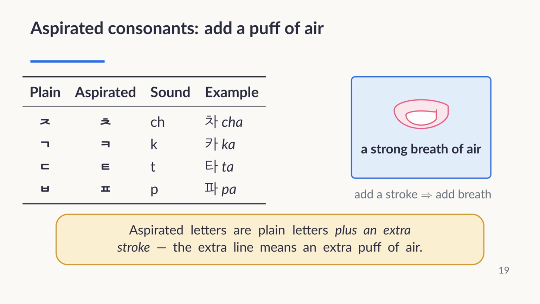The G is soft with almost no breath, while the K pushes a strong puff. English speakers actually already aspirate the K in kite and the P in pot, so you know how to do this. The new skill is simply controlling when to add the breath and when to hold it back. The memory rule is beautifully simple. An added stroke means added air.